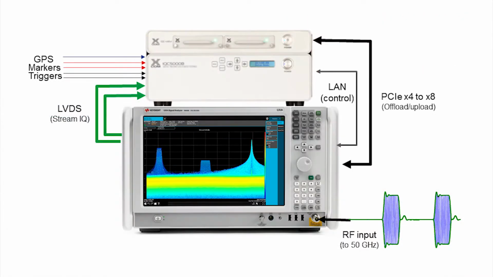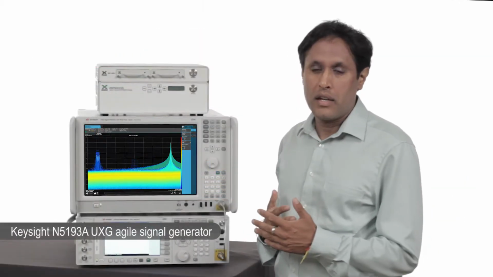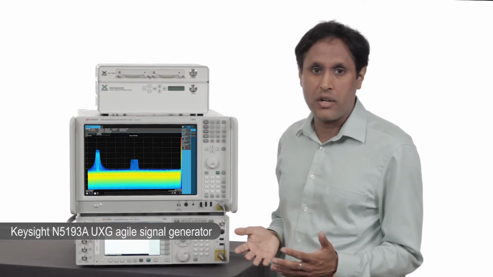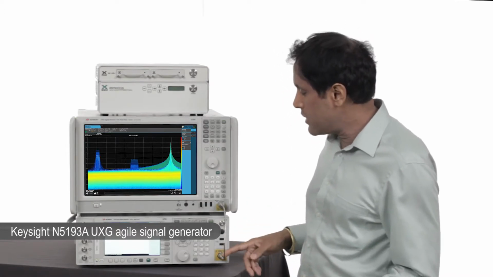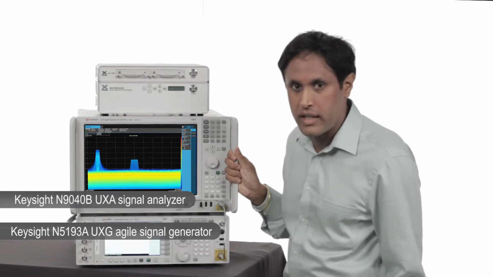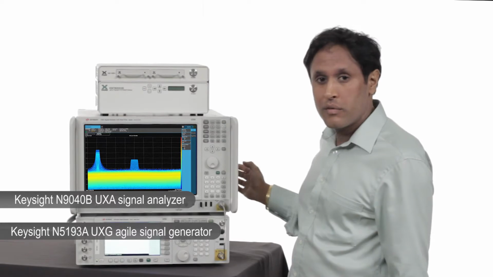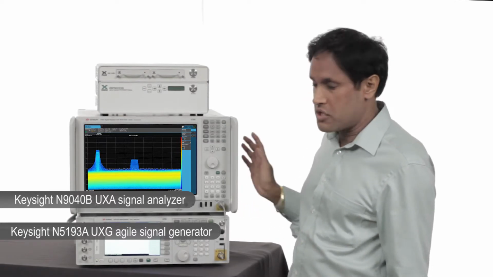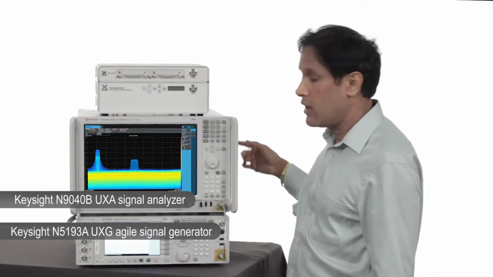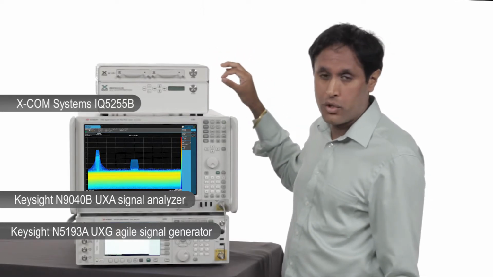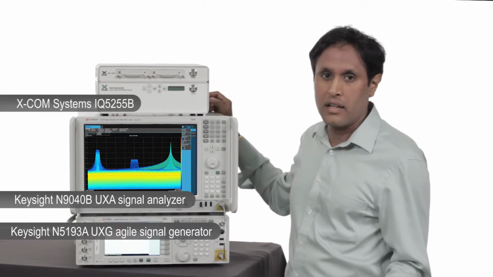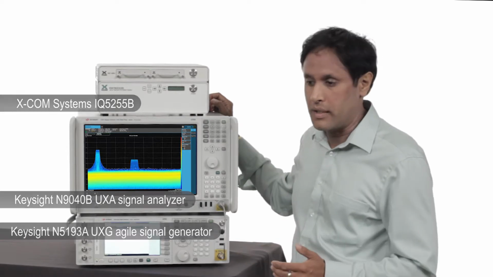Okay, here's my measurement setup. The UXG is used to create an agile signal up at 10 gigahertz. It's meant to be as realistic of an emulator of the electronic battlefield as possible. That is then fed to the UXA signal analyzer, which acts as a very high performance down converter. The down converted IQ pairs are streamed out the back of this UXA and fed into the X-COM recorder, which then stores the data into a RAID array very efficiently.